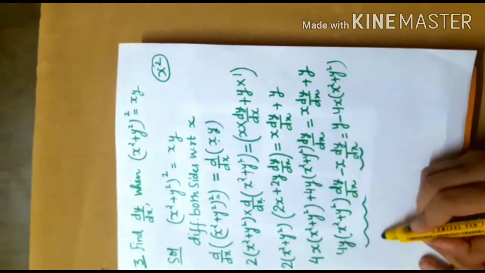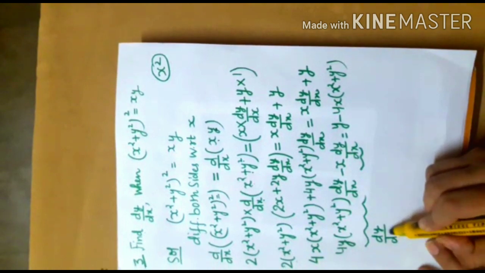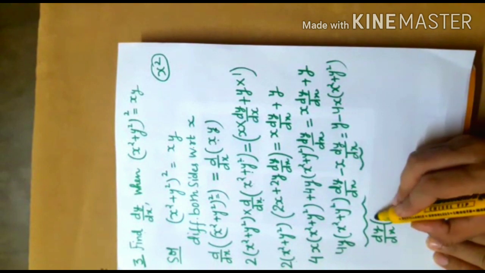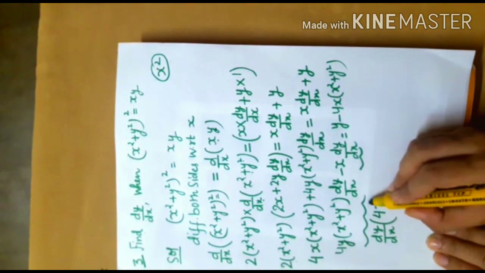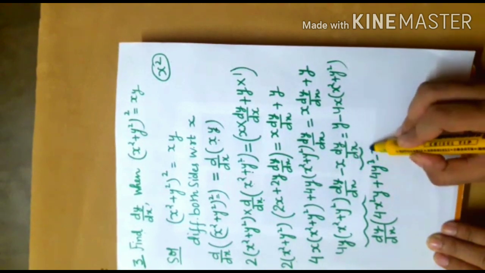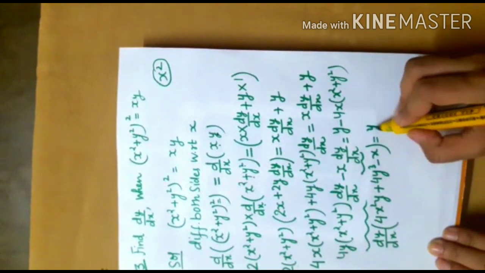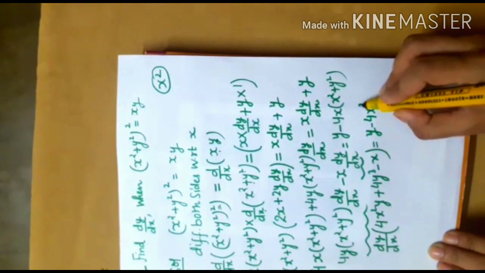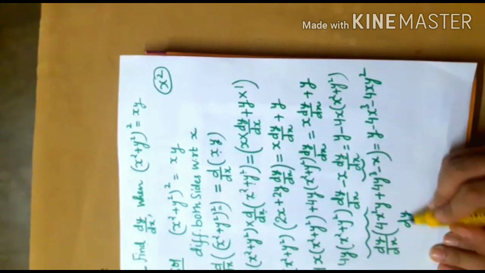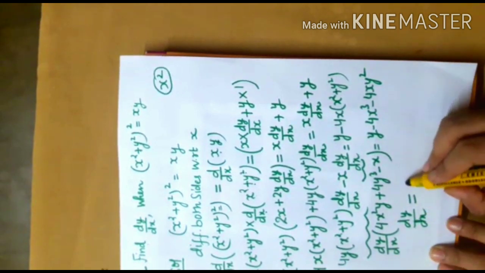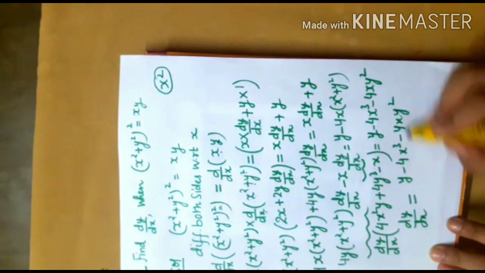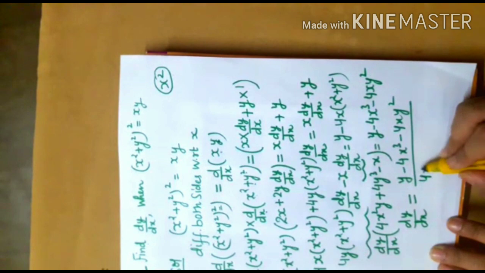So from these two I take dy by dx common. Here I'll get (4x square y plus 4y cube minus x) equals y minus 4x cube minus 4xy square. So dy by dx will be equal to this over this.